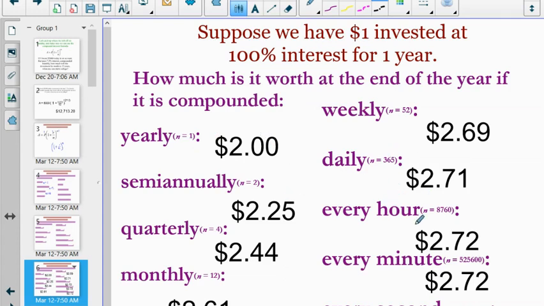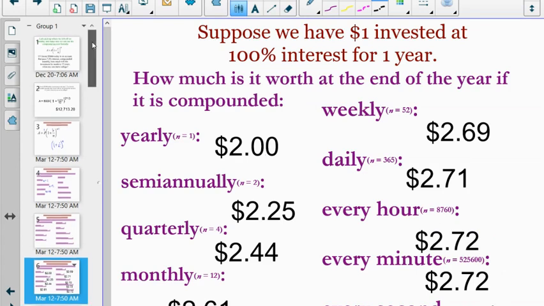From daily to hourly, from 365 to 8,760 times compounding, we only gain 1 cent. And that's the last cent we gain, as we go from every hour to every minute to every second, the difference is so small. There is a difference, to be honest with you, but we just don't see it when we round to the nearest cent. In fact, I know that this will never get above 2.72 for a reason that I'm about to show you.